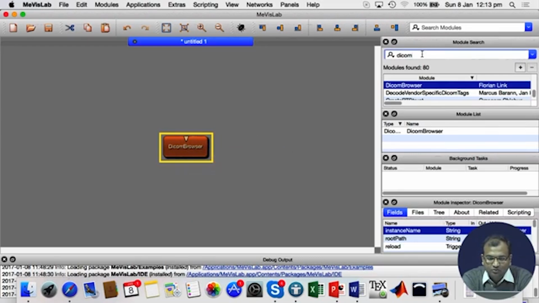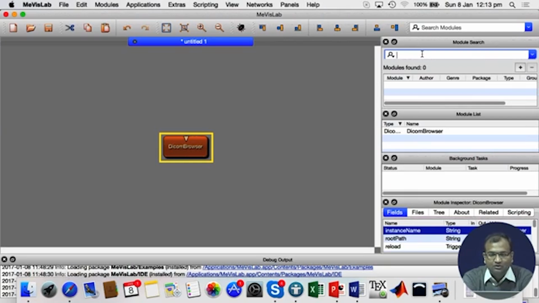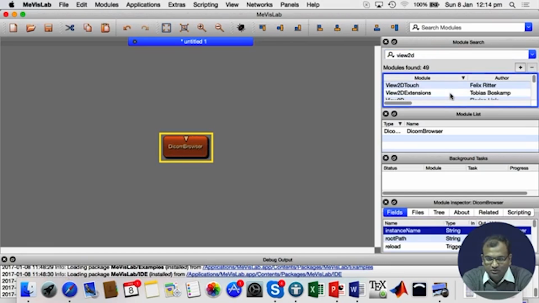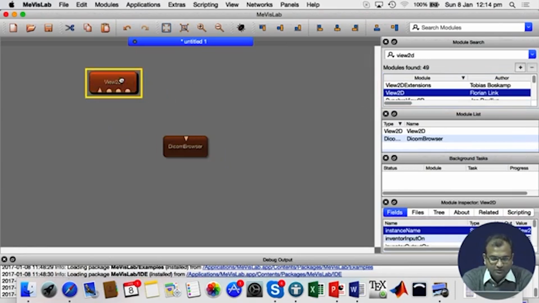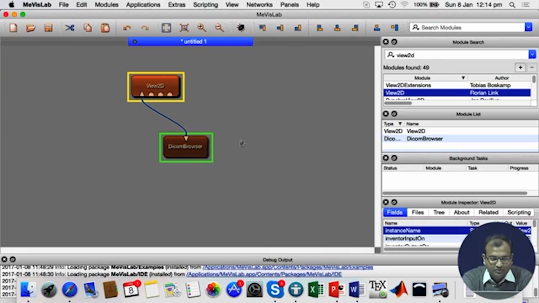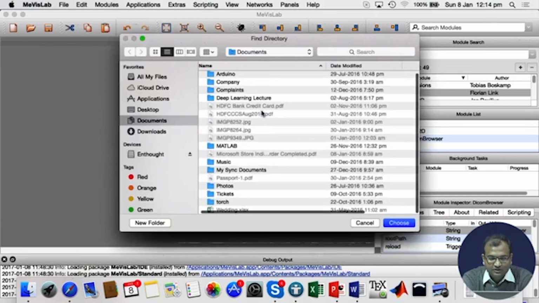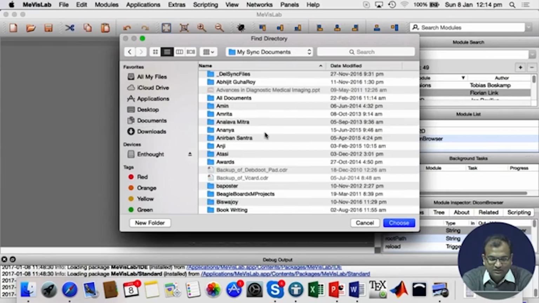Once I am able to open my DICOM image, the next thing is I want to see it, so I need some sort of a viewer. Here we have different sorts of viewers: there are 2D viewers and 3D viewers. I am just going to use a 2D viewer here, which is called View2D. Next the signal has to be connected, so I click, drag and drop it there. Good. Now on my DICOM browser I need to select my directory, so I can just click on this browse, and wherever you have downloaded your DICOM files you can go there. Mine are somewhere over here.